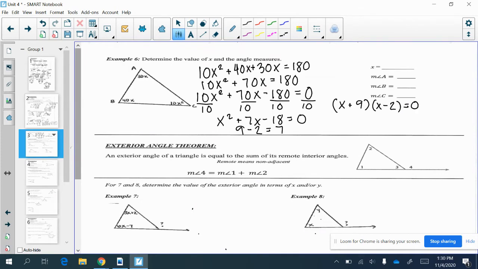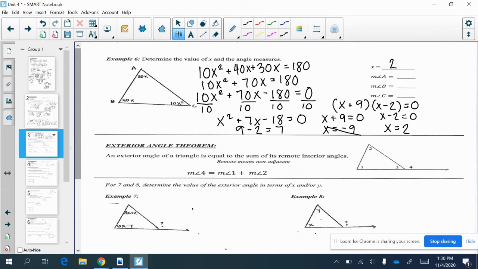And then I can set each of those individual parentheses equal to 0. So x plus 9 is equal to 0, and x is equal to negative 9. That doesn't really work. Can't have a negative number, because if I plugged negative 9 back into here, 30 times a negative number is going to give me a negative degree measure, and that doesn't really work out. And then we have x minus 2 is equal to 0, and x is equal to 2. So that would work.